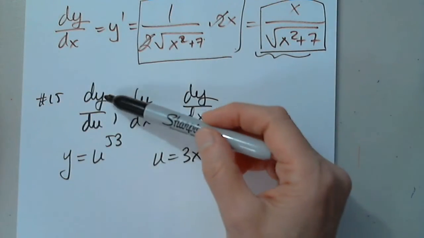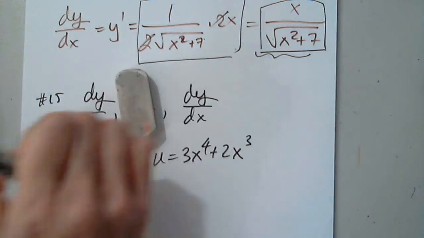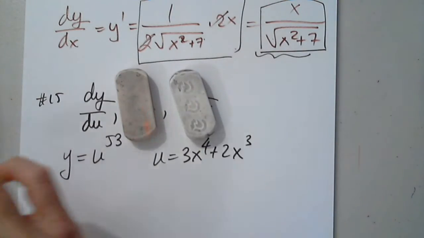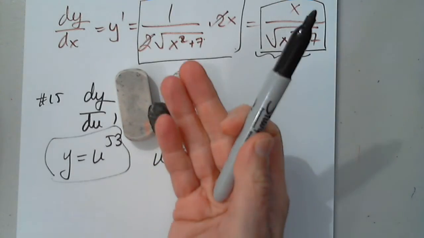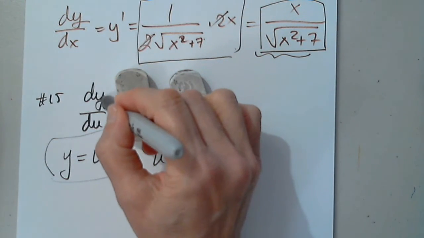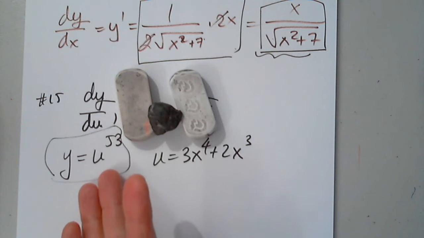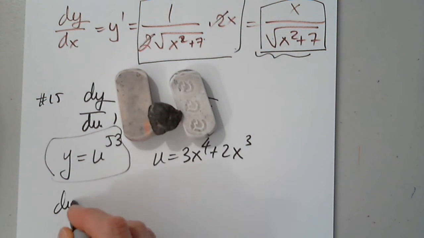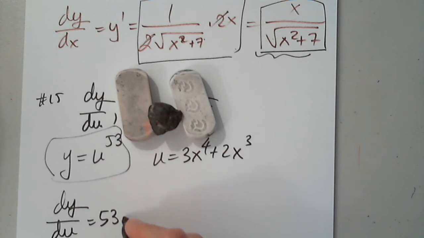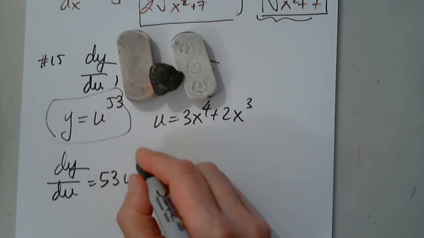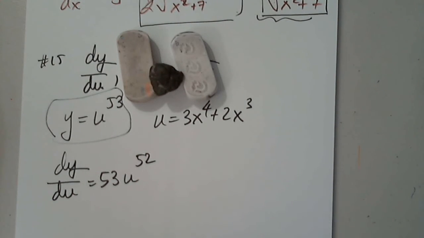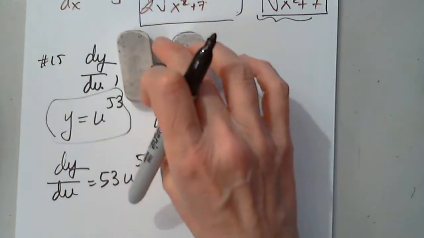So dy over du is just differentiating y with respect to u. Y is a function of u, so dy over du will be 53 u to the power 52. That's it. There's nothing else. So that is done.